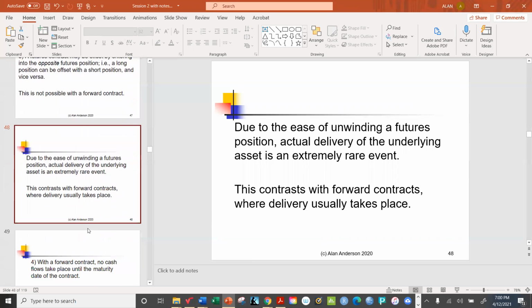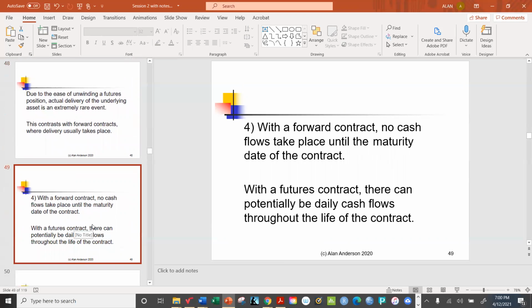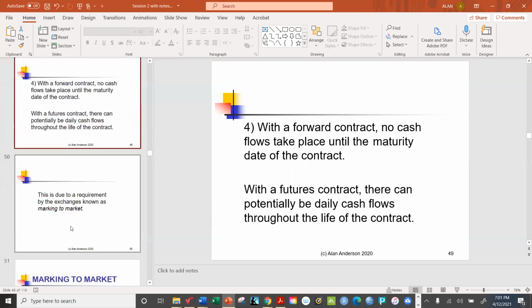And then finally, we get to talk about the part that I wanted to. With a forward contract, there's no cash flows until the maturity date when the trade is made. In other words, when we pay the money to buy the asset, or we take money in exchange for delivering the asset. But with the futures contract, potentially at least, there can be daily cash flows throughout the life of the contract because of this process called marking to market.